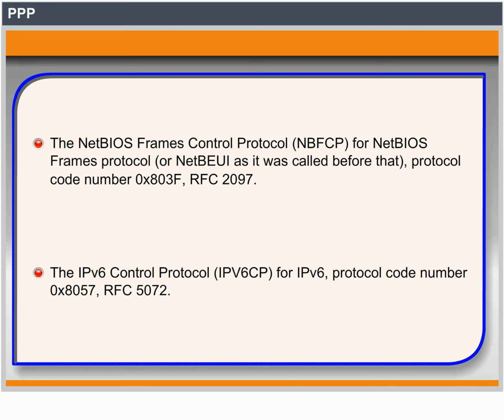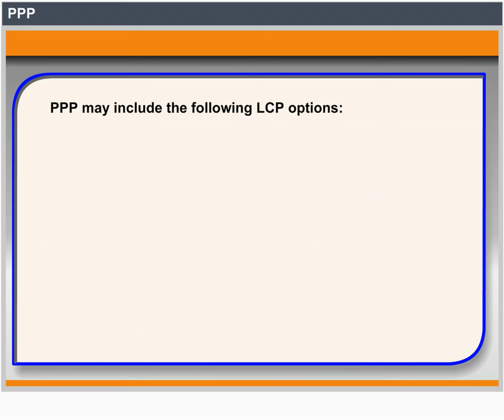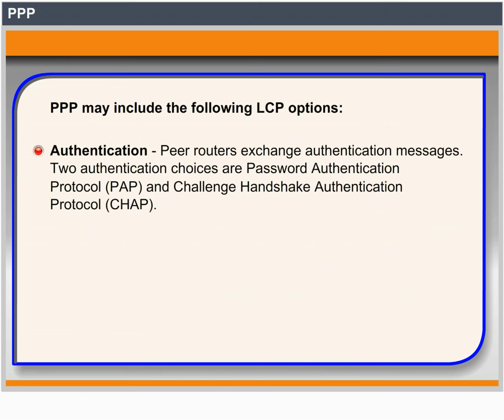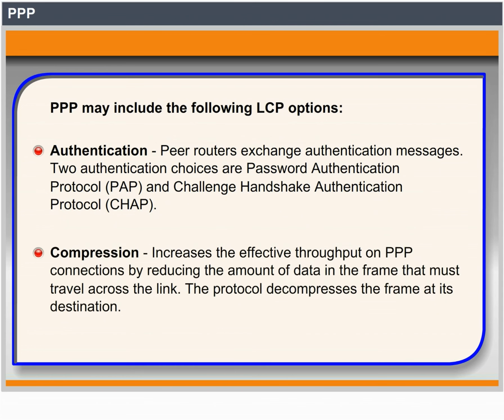PPP may include the following LCP options. Authentication. Peer routers exchange authentication messages. Two authentication choices are Password Authentication Protocol or PAP and Challenge Handshake Authentication Protocol, that is CHAP. Compression increases the effective throughput on PPP connections by reducing the amount of data in the frame that must travel across the link. The protocol decompresses the frame at its destination.